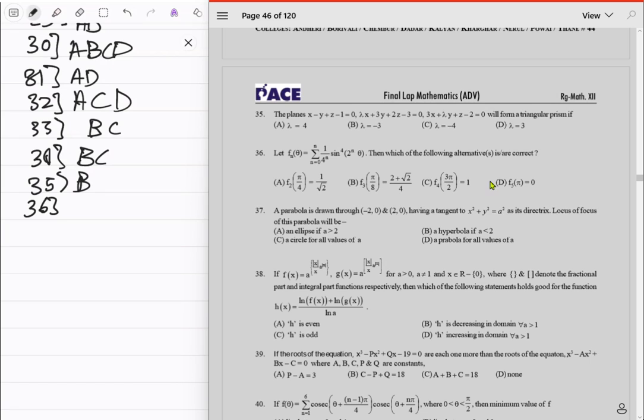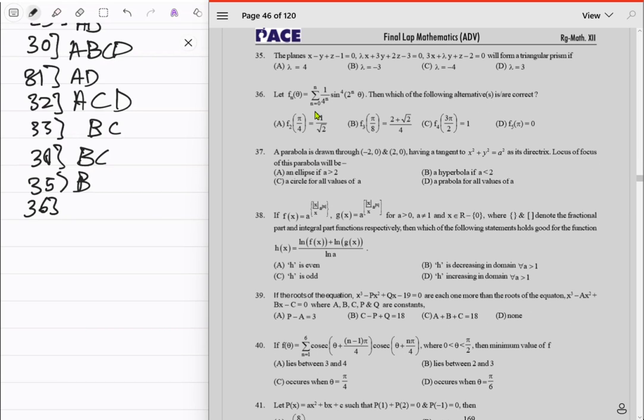So the following alternatives are correct. Summation from n equal to 0 to n. Once again, the symbols are big. Put capital N at least here. No, r, put r here. Okay, whatever. Summation from r equal to 0 to n of 1 upon 4 power r sine power 4 of 2 power r theta. Okay, so the following alternatives are correct.